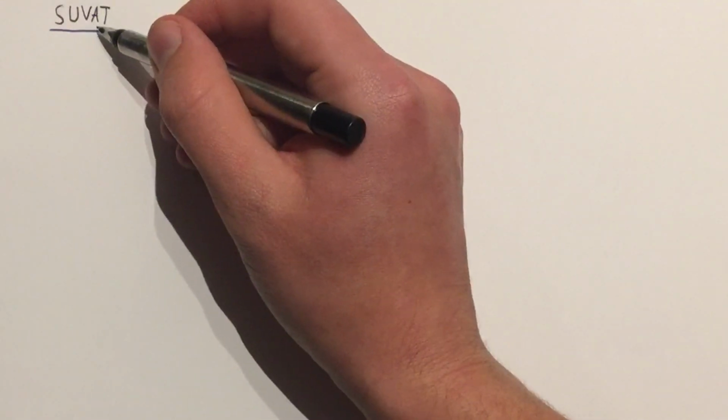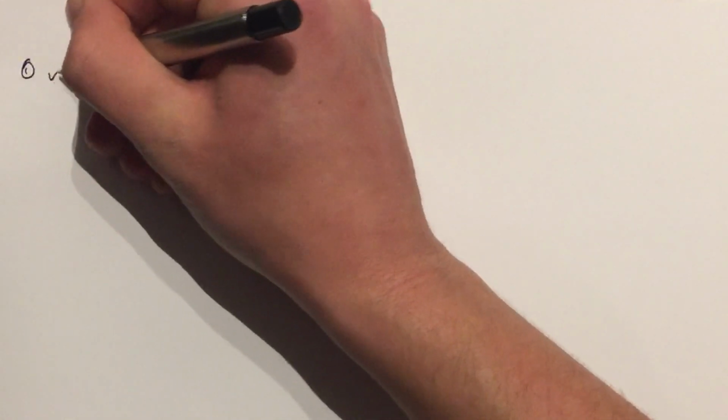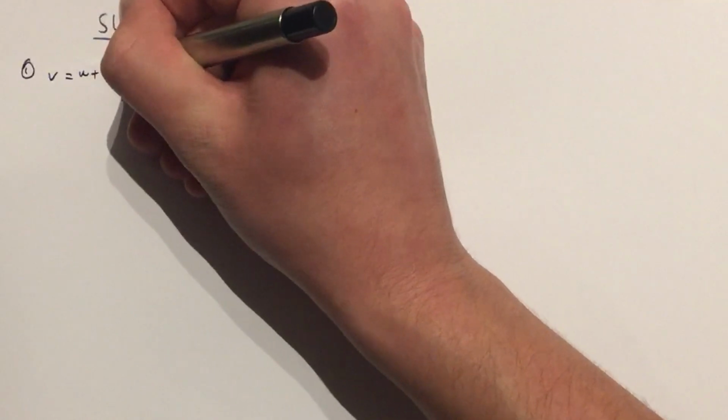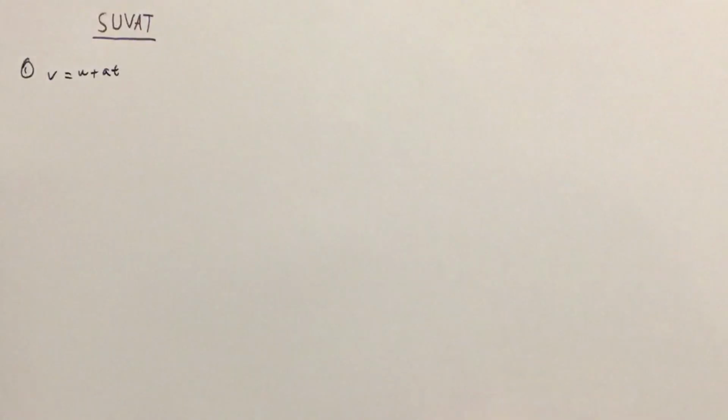They give you a basic idea of a few things such as displacement, initial velocity, final velocity, acceleration and time, given that the acceleration is constant. So with that being said, let's jump into the first SUVAT equation. Number 1, v equals u plus at.